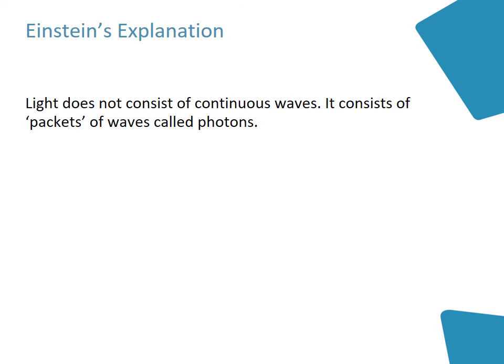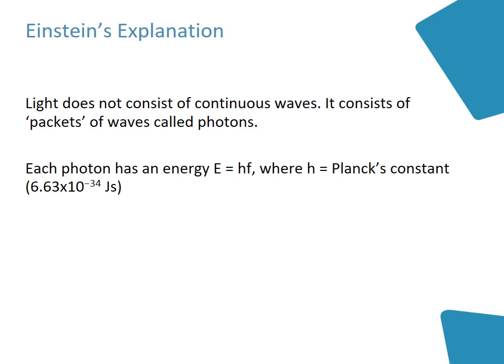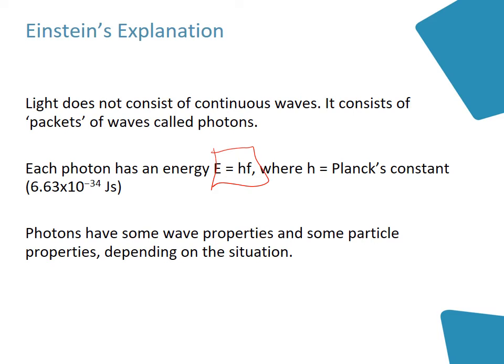So Einstein had a very particular explanation about what was happening in the photoelectric effect. He postulated that light does not consist of continuous waves, that it consists of packets called photons, and that each photon has an energy, which we've talked about already. So energy is equal to hf, where h is Planck's constant. He also said that photons have some wave properties and some particle properties depending on the situation. This was a really novel idea because, as I said, at that point in time everyone thought that light acted as a wave, or light was a wave.